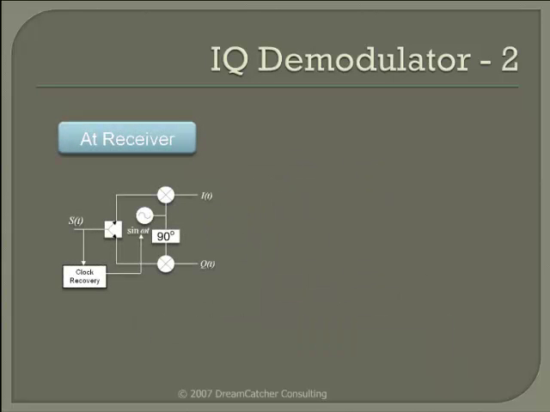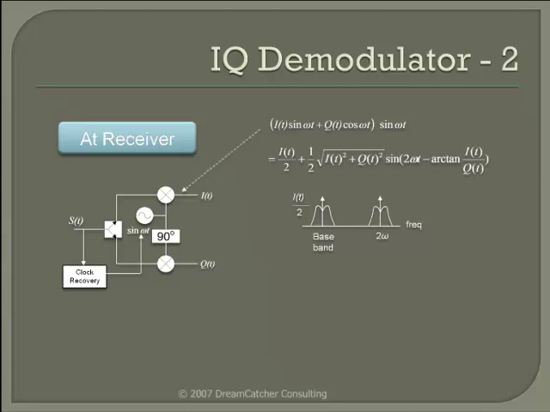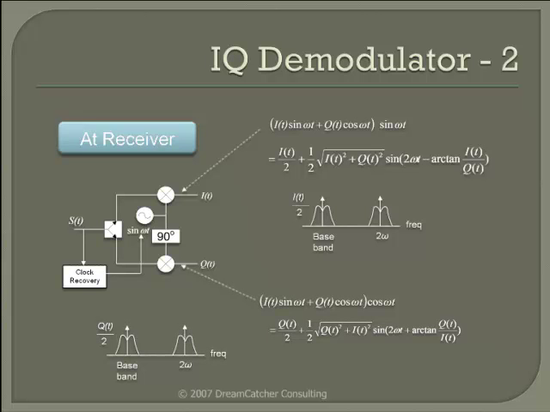Let's look at how the I component is obtained. The received signal S, which is made up of I and Q, is mixed with the recovered carrier to give a difference term, which is at baseband, and a sum term at twice the carrier frequency. The plot shows two carrier peaks, one at DC and another at 2 omega. The Q component is processed in the same way, giving peaks at DC and twice the carrier frequency as well.